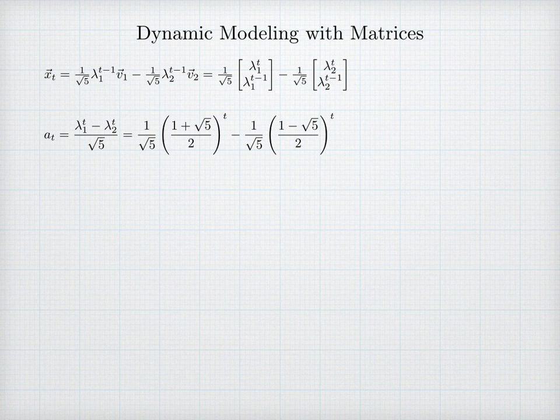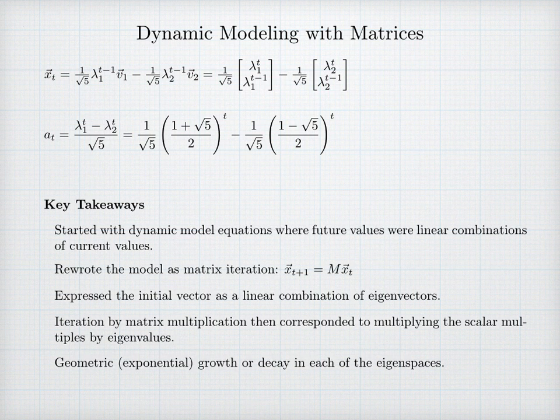But let's summarize what we've learned here in this video in relation to matrices. Recall we started with a dynamic model, and we developed equations where the future values were linear combinations of current values. That allowed us to rewrite the model as a matrix iteration, where my new state vector, x sub t plus 1, could be written as the matrix, my projection matrix, times the current state vector x sub t. We then found the eigenvalues and eigenvectors for our matrix, and we could express the initial vector, x1, as a linear combination of our eigenvectors.